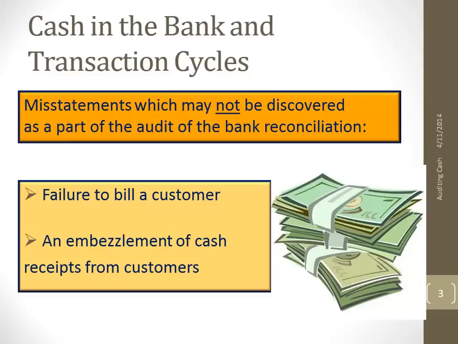The other thing is if someone is embezzling cash receipts from customers, you're not going to find that in a bank rec either. Why? What control is lacking? Where's the control breakdown there? If someone's embezzling, everyone understands what embezzlement means, right?